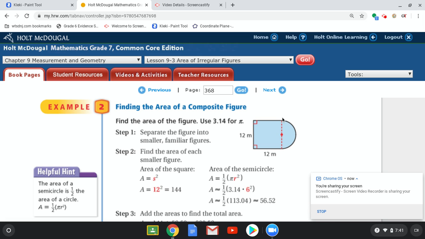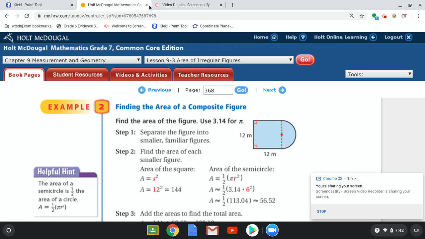So they drew this red line, and now all of a sudden we have a square and then half of a circle. Well, if we know how to find the area of a full circle, in order to find the area of half a circle, all we would do is calculate the area of the full circle and then divide your answer in half. Then all we're going to do is add the 2 areas together to get the area of this irregular figure or composite figure.